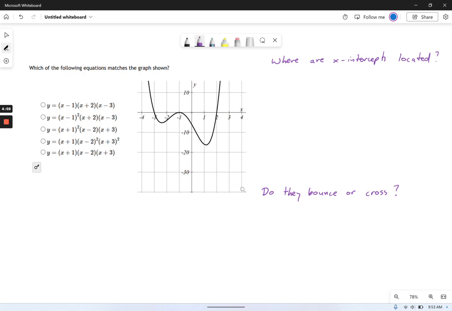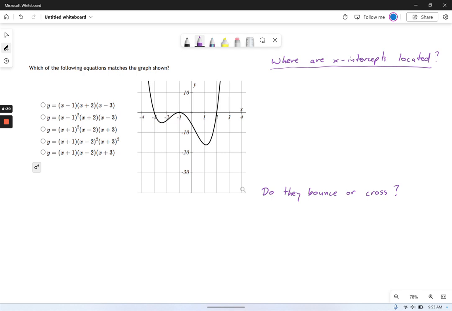One of the things you're expected to understand in high school algebra is how equations represent graphs and how you can understand more about the graph based on the equation and vice versa. This question is asking two main ideas. First of all, where are the x-intercepts located? Do you know how to do that?